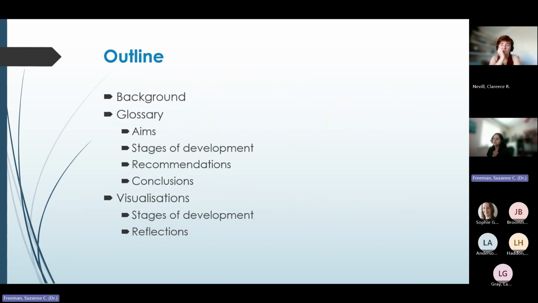I will start by talking about a little bit of background, and then I'll talk about the glossary and how we developed that. And then I'll pass over to Clareece, who will talk about the visualisations.